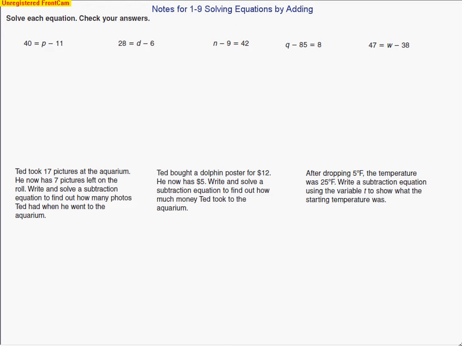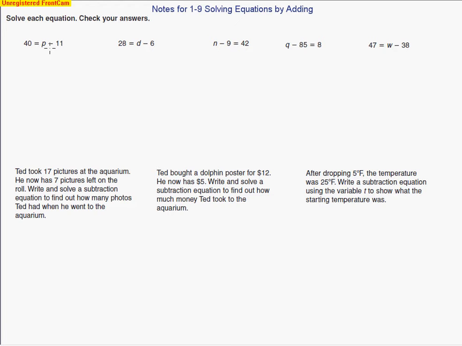Today we will be solving equations by adding. And so the first five problems that we deal with will ask us to solve the equations and then check the answer that we get. So when we solve equations, we always do opposite operations.